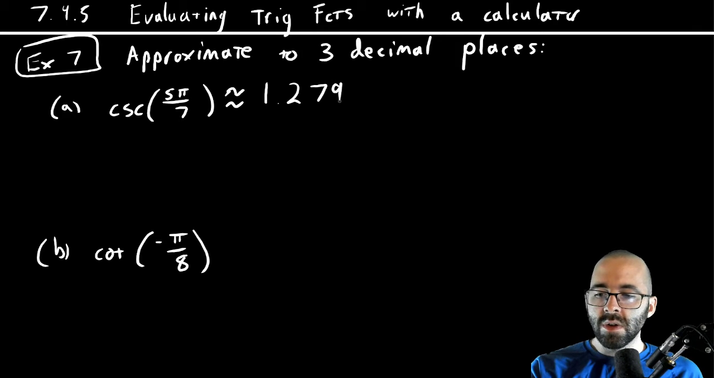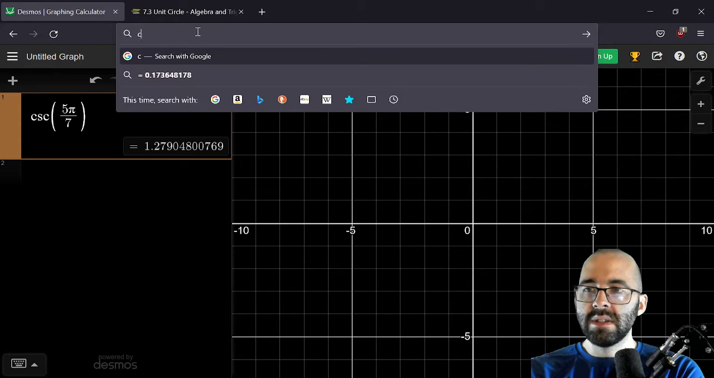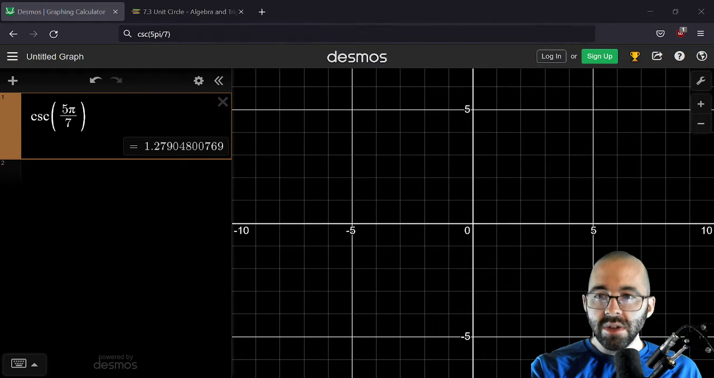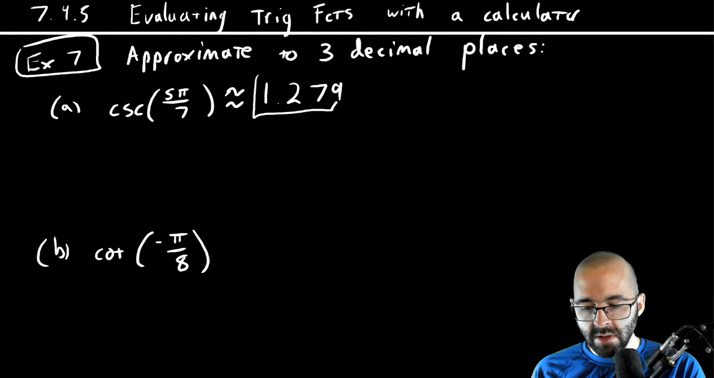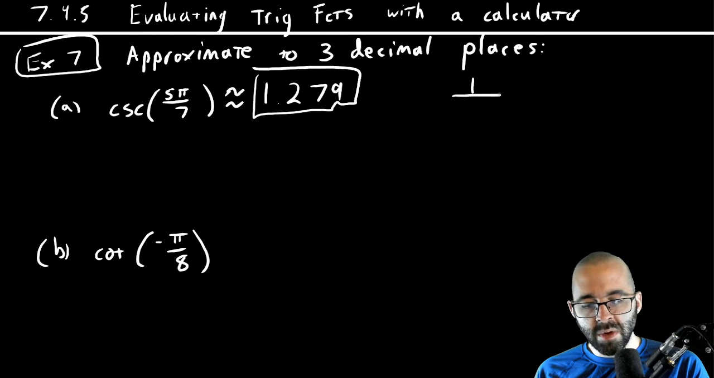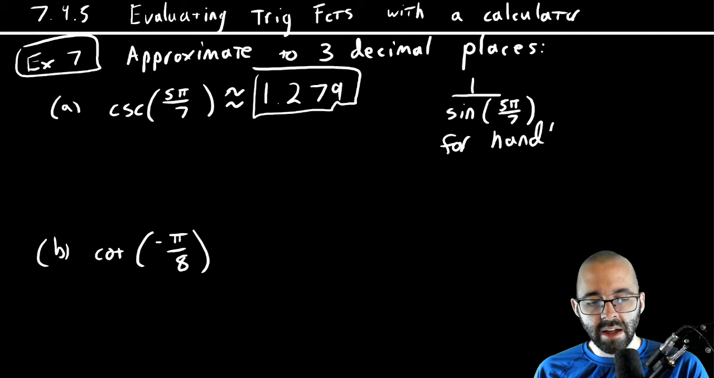And you could also have used Google here. If we use Google, we would ask, what is the cosecant of 5 pi over 7? It also gives us 1.279. But if you're using a handheld calculator, there's no cosecant on it, so you have to make sure it's in radians. And then you would type in 1 divided by the sine of 5 pi over 7. Okay, so watch out for that.